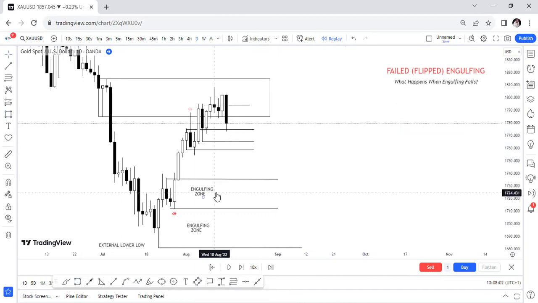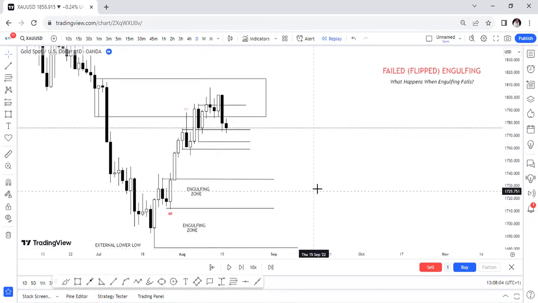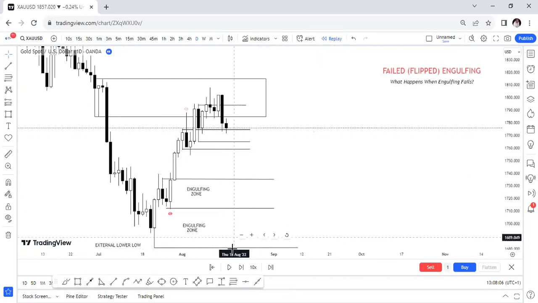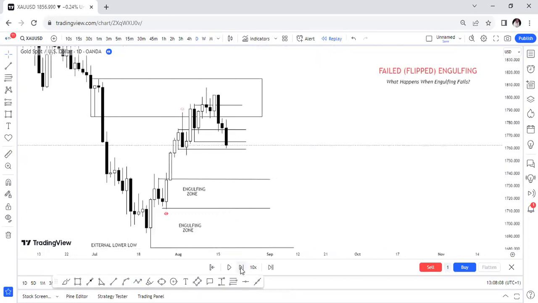So we want to see the next candlestick break below this zone. I imagine it was taken out. So this place was taken out. This small engulfing pattern was taken out, right? And price did what? It was taken out.